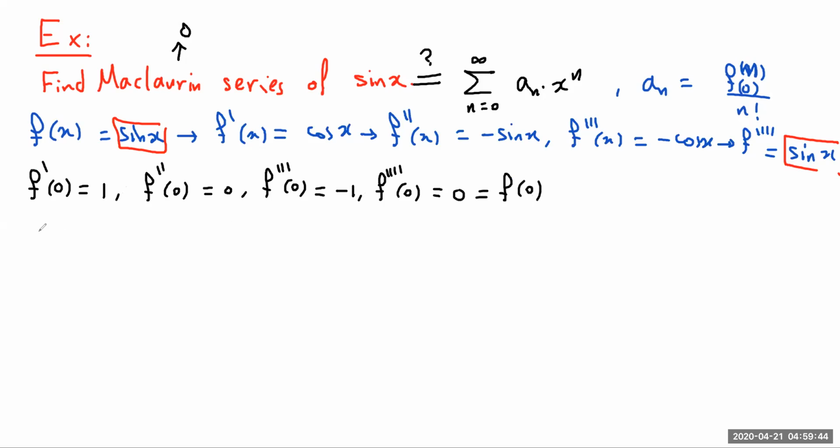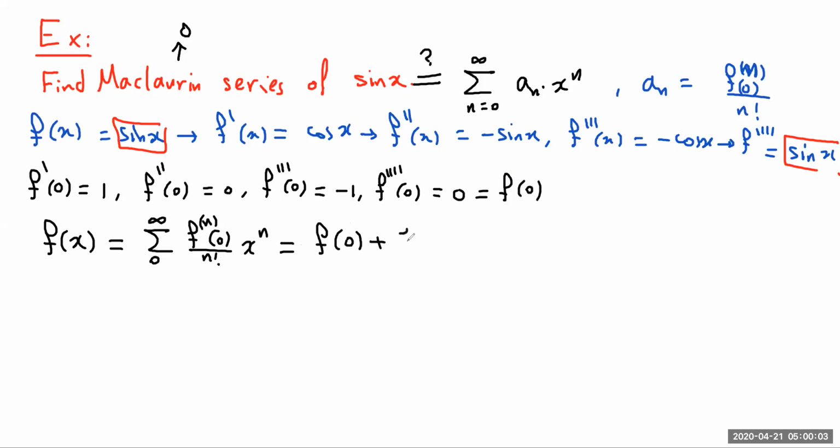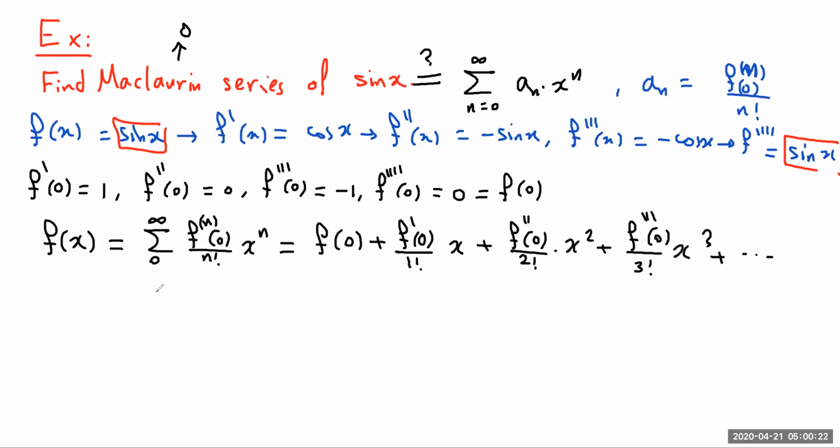So let's repeat the formula. What was the formula to calculate f(x)? It was sigma f^(n)(0) over n factorial x^n from 0 to infinity. And we can write this also as f(0) plus f derivative at 0 over 1 factorial times x, plus f second derivative at 0 over 2 factorial times x^2, plus f third derivative at 0 over 3 factorial x^3, plus without stop like this.